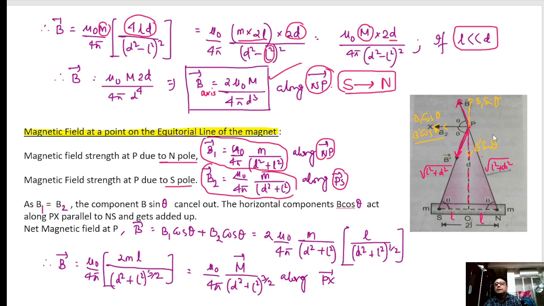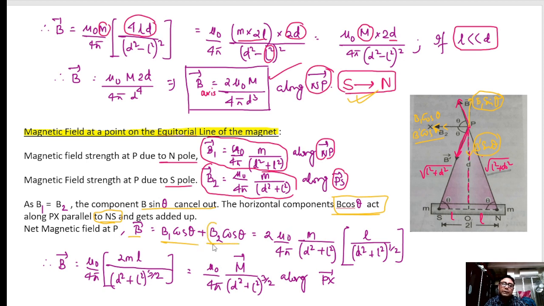So that means, as you can see here, the sine theta component cancels out. So only the horizontal component, B cos theta, will be acting along the NS, north to south. It was south to north here, and here it is north to south, and they get added up. So the net magnetic field will be B1 cos theta plus B2 cos theta.